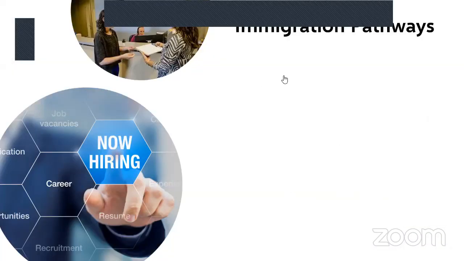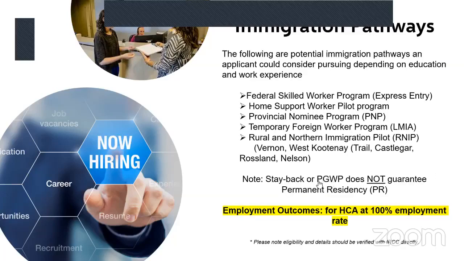Okay, so let's have a quick discussion on the immigration pathways. I mentioned in the beginning, we are a private institution. It means that you will not be eligible for a PGWP. Okay, there is no PGWP. Why? We don't actually need this for this program. So we're a private institution.